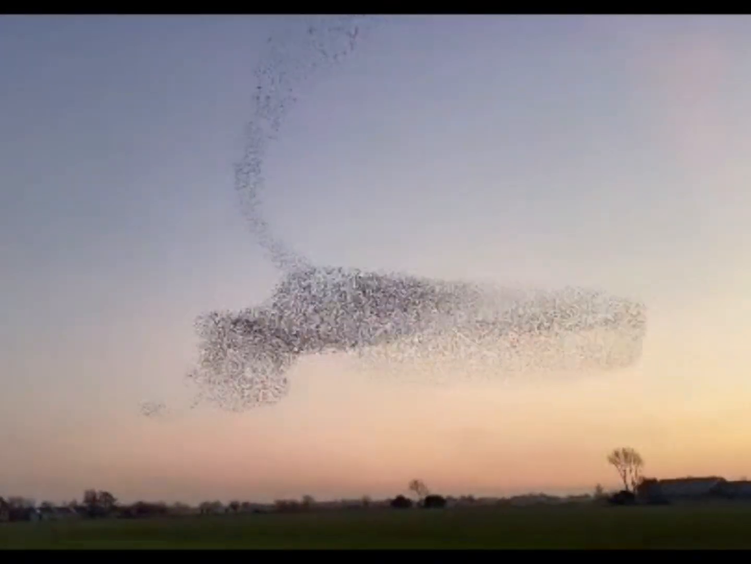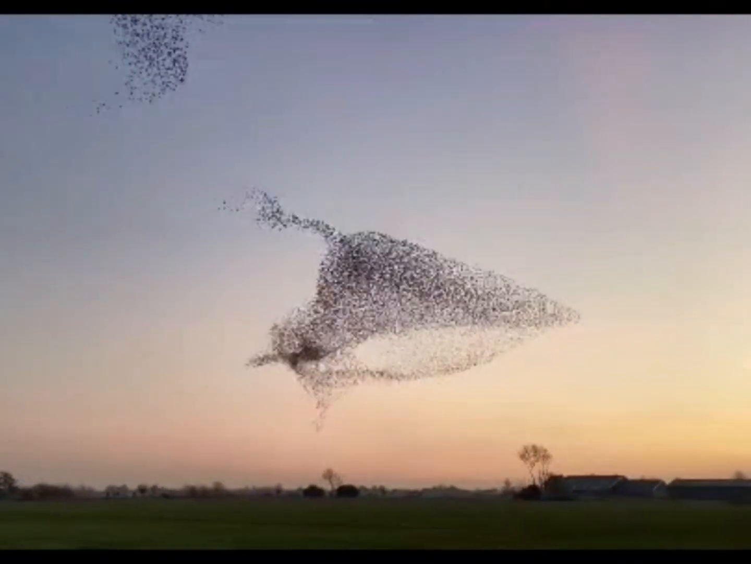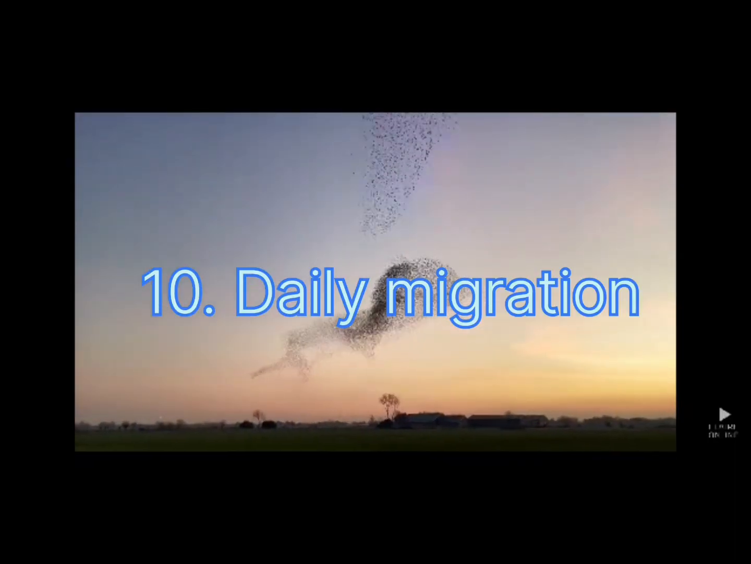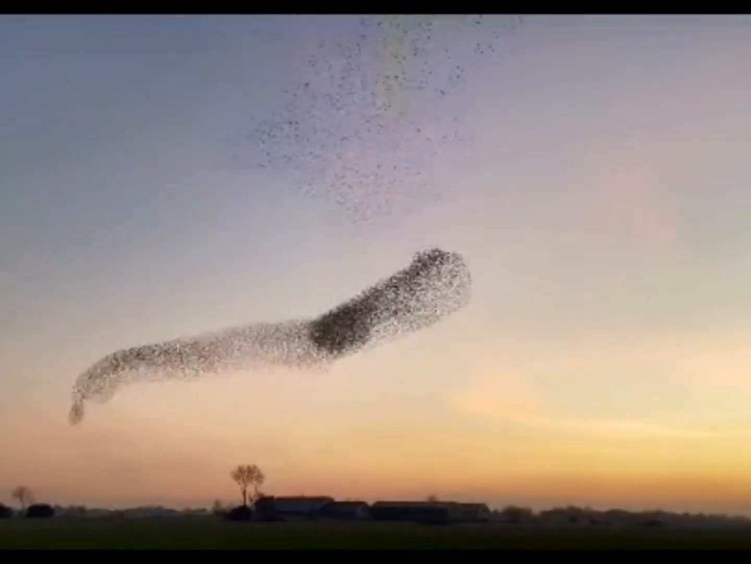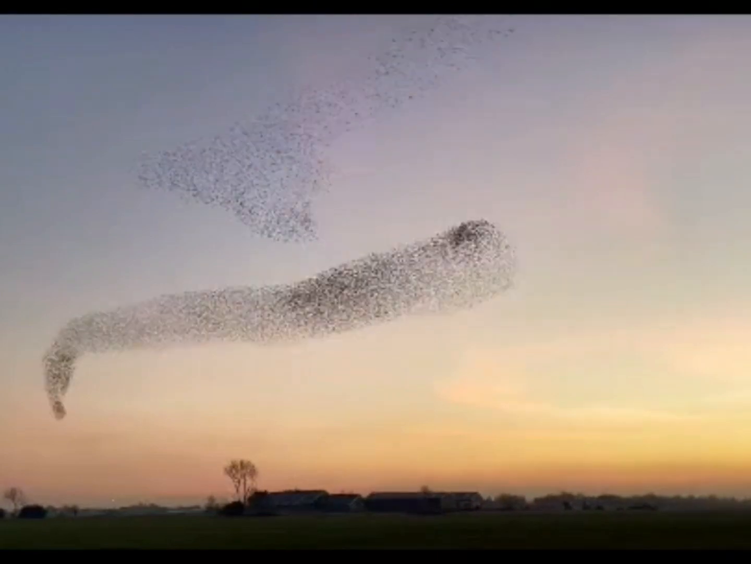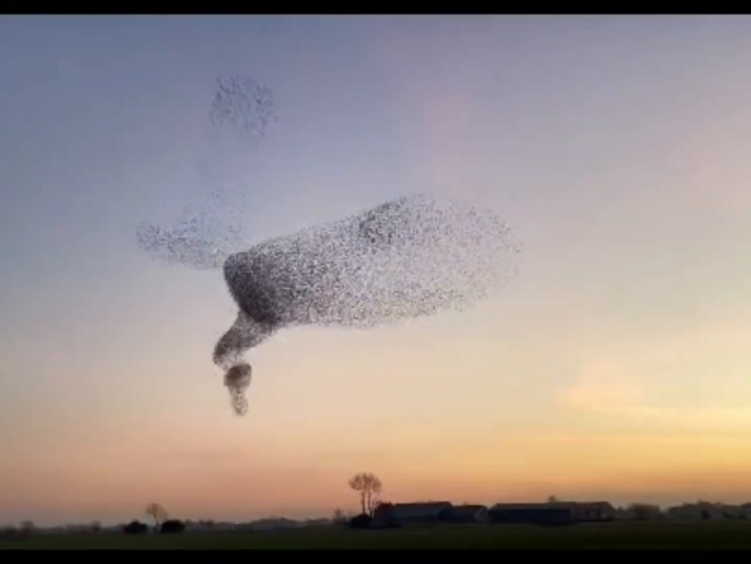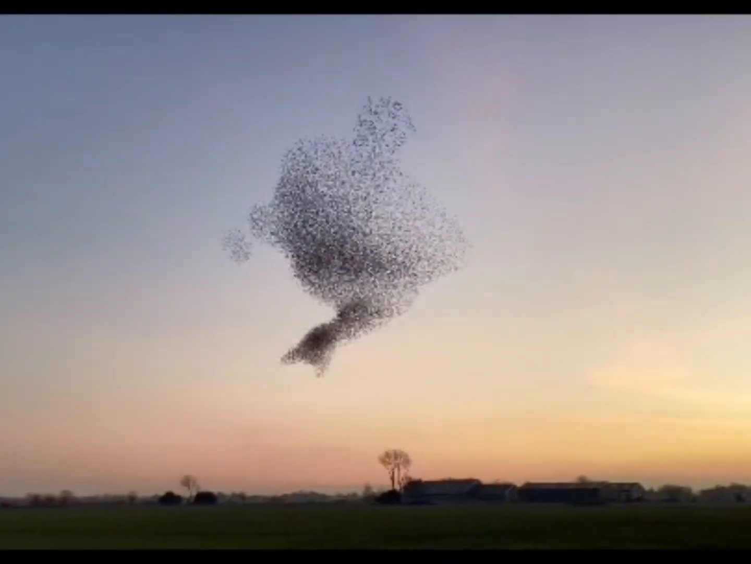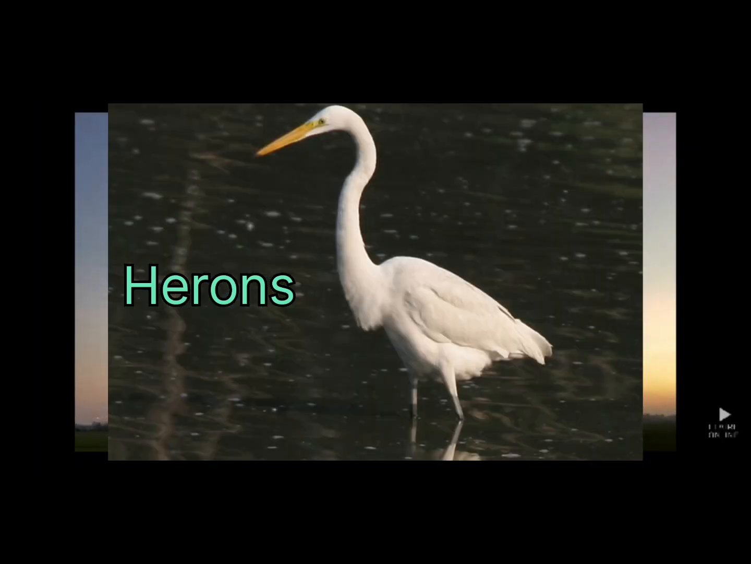According to some views, there is one more type of bird migration, that is daily migration. Some birds make a daily journey from their nest to the feeding ground under the influence of environmental factors such as temperature, light, and humidity. Examples are crows, herons, and starlings.